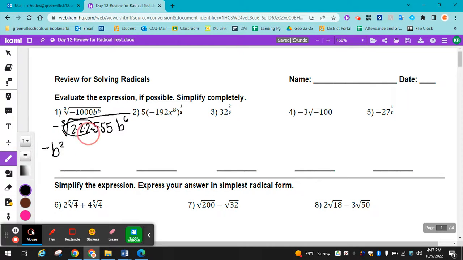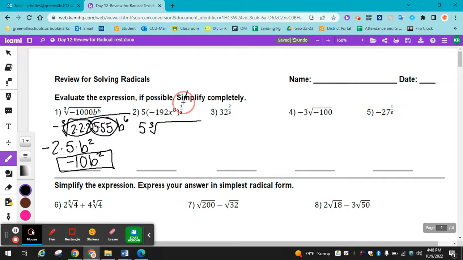And then the same thing with the numbers. Since it is the cube root, every 3, 1 comes out. So I'm going to put 2 times 5 times B squared. And since nothing's left under the radical, the cube root sign goes away. So you get negative 10 B squared. That's it.